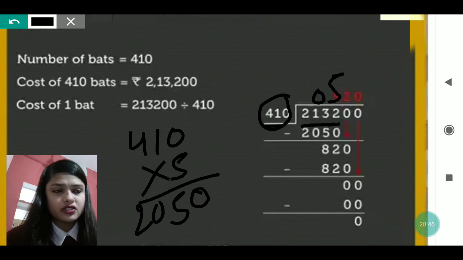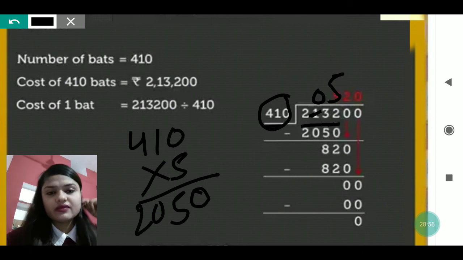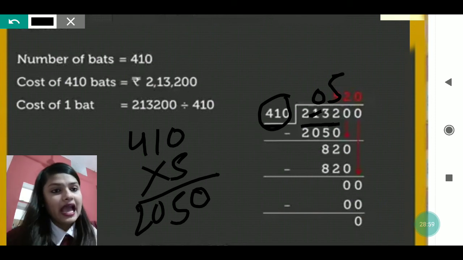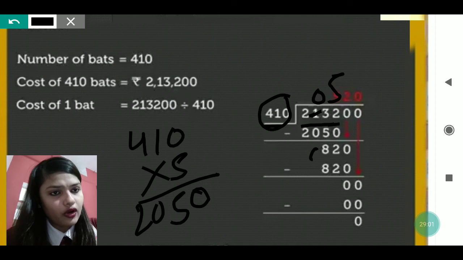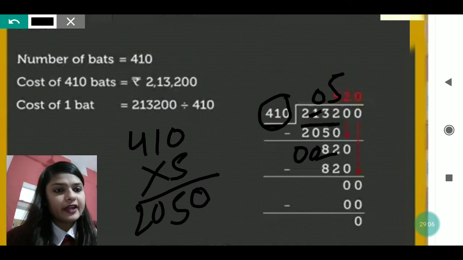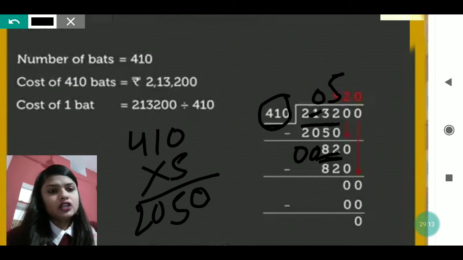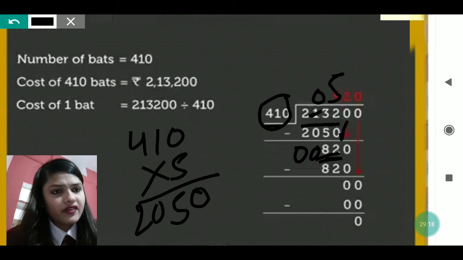So 2 minus 0 will be 2. 3 minus 5 is not possible, so it will take one carry from the number just beside it. It will be 13. 13 minus 5 will be 8, and 0 minus 0 will be 0, and then 2 minus 2 will be 0. So now you have got 82. Is 82 divisible? No, 82 is not divisible. So you have to see whether any number is left in the dividend column. Yes, 0 is left. So 0 we will take down. Only 1 zero. So it will be 820.